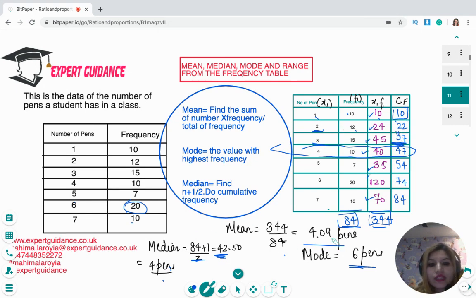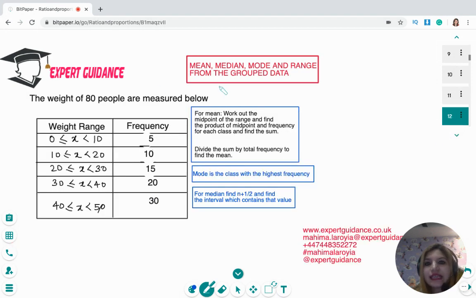So I want the term which is 42. From the 38th to the 47th term is 4 pence, and I want the average of the 42nd and 43rd terms, which is 4 pence. So 4 pence is my median. Okay, so I hope this is clear to you. More examples you can try in the link below, where I have put the link to more questions on this topic. Next is grouped data.